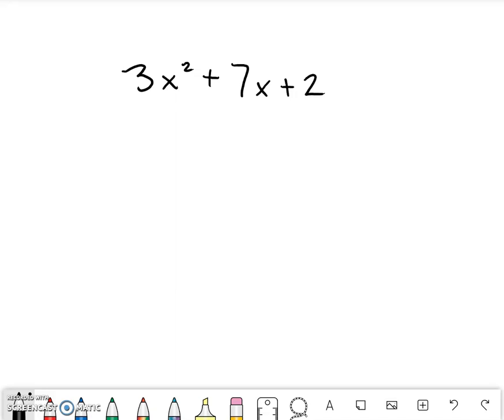All right, guys, I'm going to show you how to factor using the clown method. Okay, using the clown method. Here's how it goes. We have 3x squared plus 7x plus 2.